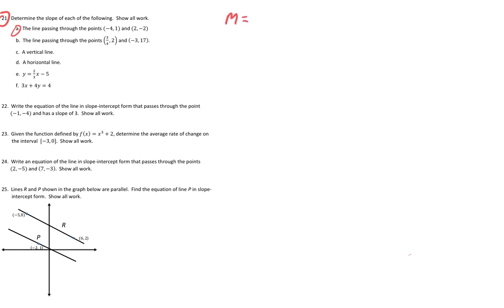So m is equal to y2 minus y1 over x2 minus x1. So our y2, -2, minus 1, all over x2, 2, minus -4, which will give us -3 over 6, which simplifies down to -1/2.